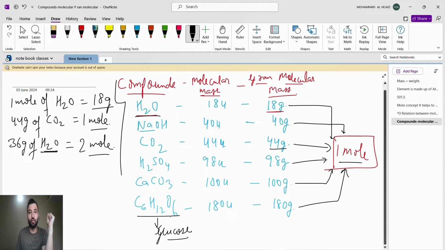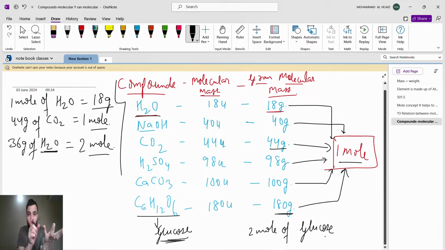If the compound is glucose, one compound of glucose, C6H12O6, this consists of 180 grams. So this is only 1 mole. Suppose I tell you 2 mole of glucose, what will you do? You will see that I have to find 2 mole of glucose.